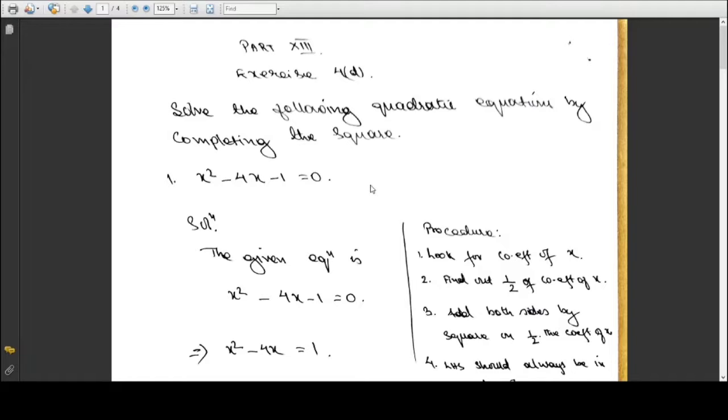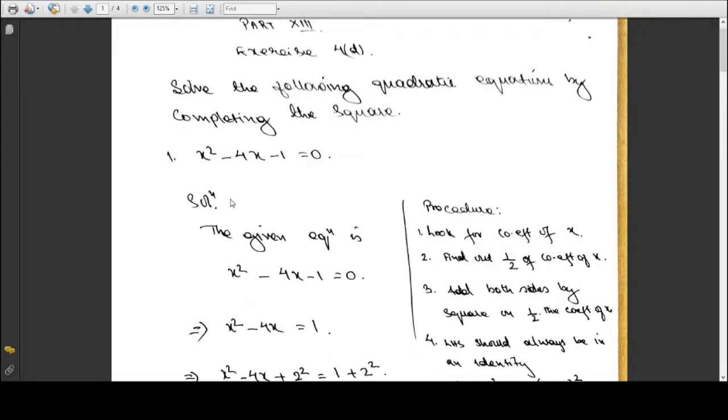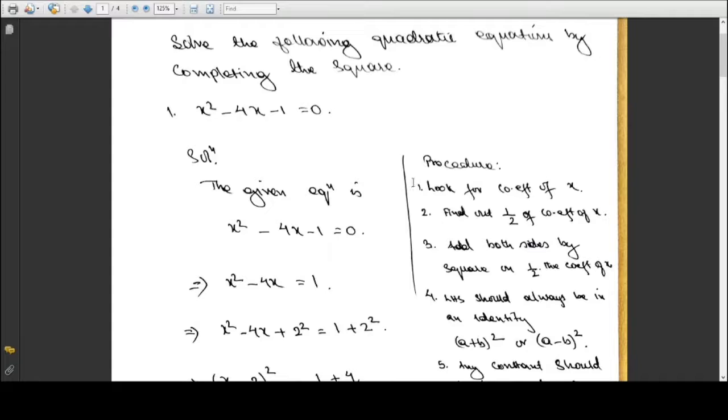Now we will move to part 13 from exercise 4D. Solve the following quadratic equation by completing the square. Number 1, we have x squared minus 4x minus 1 equals 0. Before moving ahead with this, you should remember the procedure for how we will proceed with this type of problem.